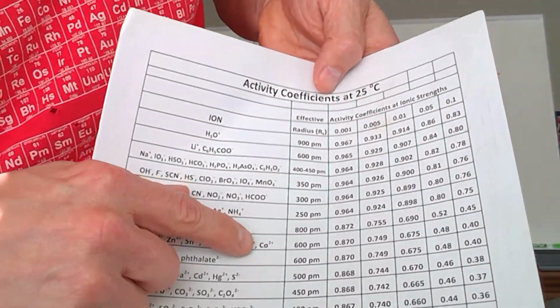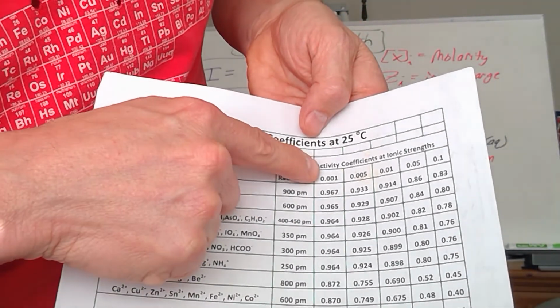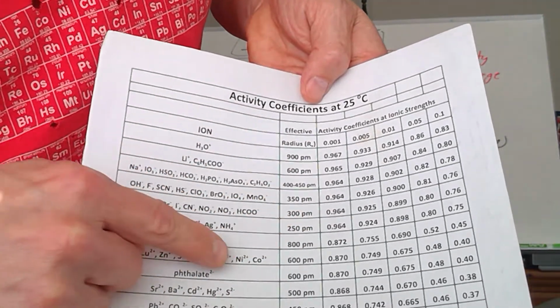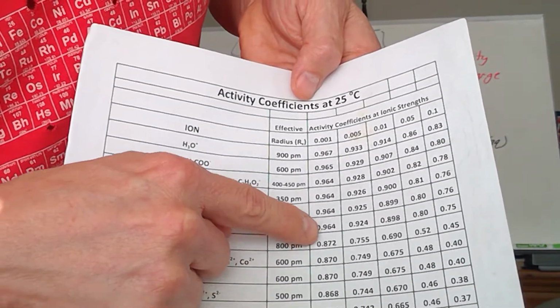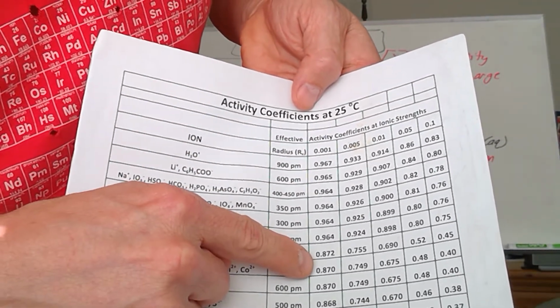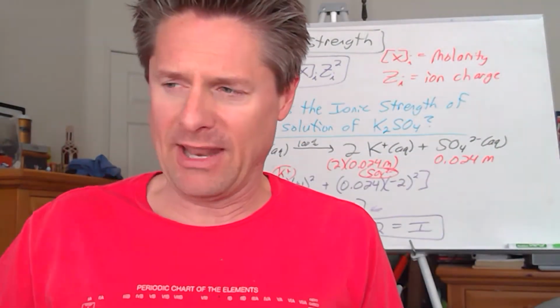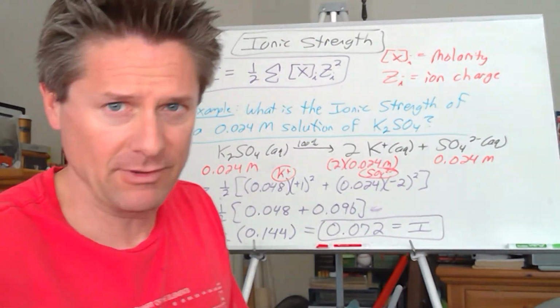Let's take the cobalt-2 ion right here. And let's say we had an ionic strength of 0.001. You cross-reference, so take the cobalt, go over to the column for the 0.001 ionic strength, and you would see it has an activity coefficient of 0.870. Pretty easy, and this is based on experimental data. We're not going to do the theoretical calculation.